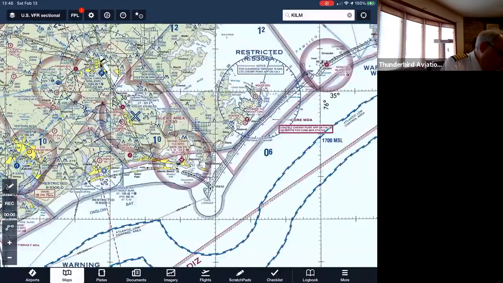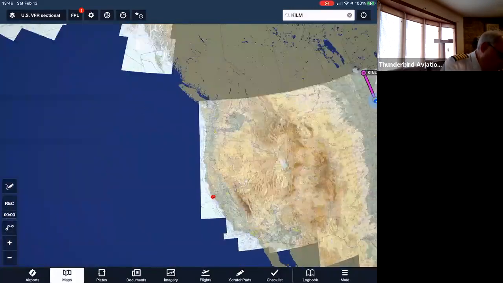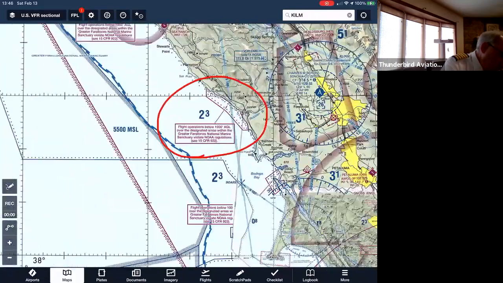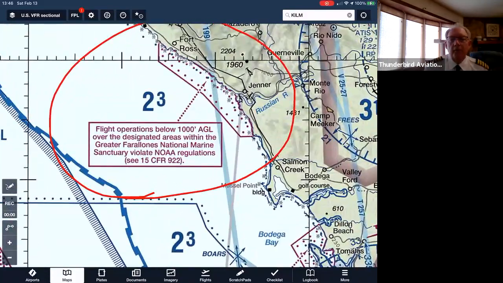One more time, I'm doing a quick trip across the country here, over to this red dot. But if you see a magenta symbol with a little magenta dots inside there, that is a sanctuary. And as you can see from the little note out there in the water, flight operations below 1,000 feet AGL over the designated area within this sanctuary violate NOAA regulations. And NOAA has the authority to take your airplane away and restrict you from flying in that airspace ever again in your whole life. So be very, very careful.